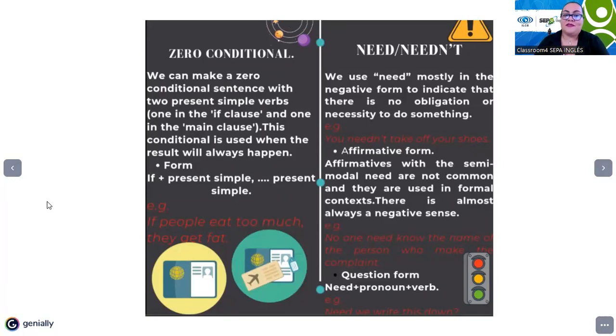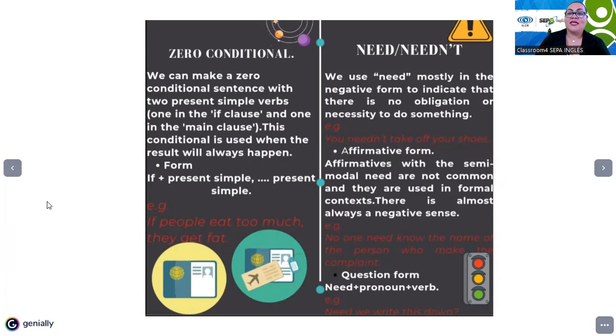Form: if plus present simple, plus present simple. Example, if people eat too much, they get fat. It's a condition. I cannot change this condition. It's something physical, something biological that happens. If I eat too much, I get fat. If I get on a diet, I get thin. For example, if I exercise, I get slim. Maybe I'm going to have a shaped body. I don't know. But the zero conditional has the if clause.